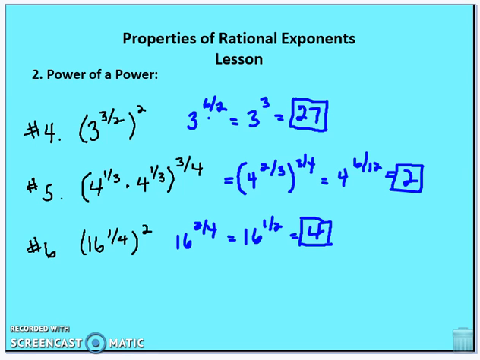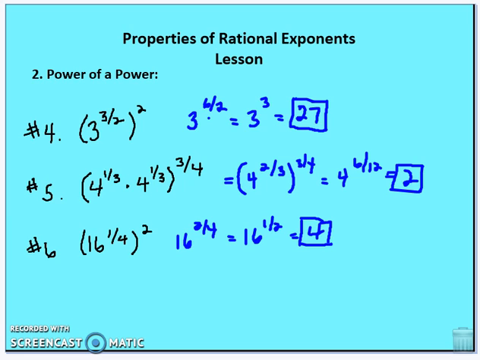Okay, number 4 ends up being 3 to the 6/2, or 3 to the 3rd, 27. Problem number 5, 1/3 plus 1/3, so we have 4 to the 2/3. We're going to use product of the powers first, and then we're going to use power of a power second. So 4 to the 1/3 times 4 to the 1/3 is 4 to the 2/3, taken to the power of 3/4 ends up being 2/3 times 3/4, or 6/12, or 1/2. 4 to the 1/2 is 2.